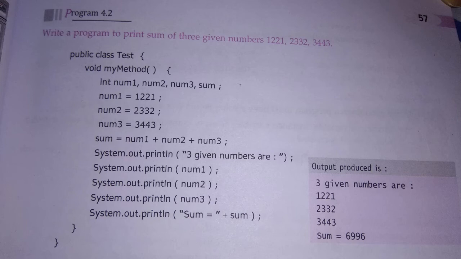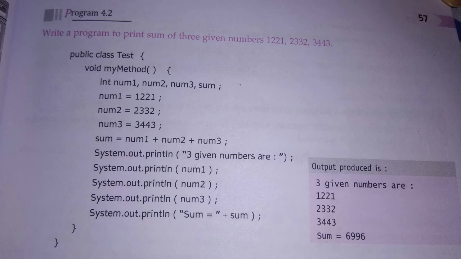Now, I want to print like this. First, I want to print all those numbers and then I will print the sum. Already I have done the sum. Now the printing part. So for printing we will use the method System.out.println. So in the first line what I will print: three given numbers are. Okay, this is the first output. Then next line I want to print num1. Next line I want to print num2. Third line I want to print num3.